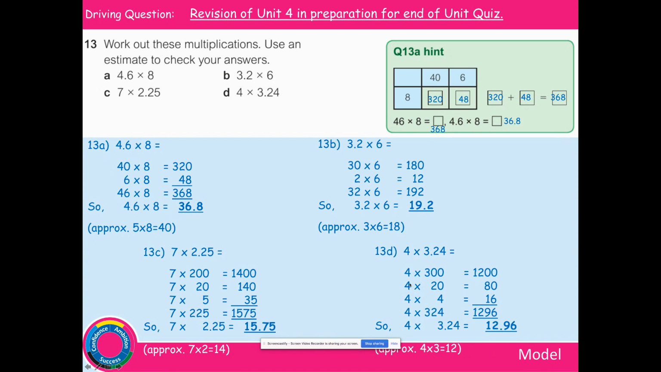Okay, so I've got them all here. 4 times 300. 4 3s are 12. 100 times bigger. 4 times 2 is 8. 10 times bigger. 4 times 4 is 16. So to get 4 times 324, I'm adding all 3 together. So I've got 6, 9, 2, and 1.